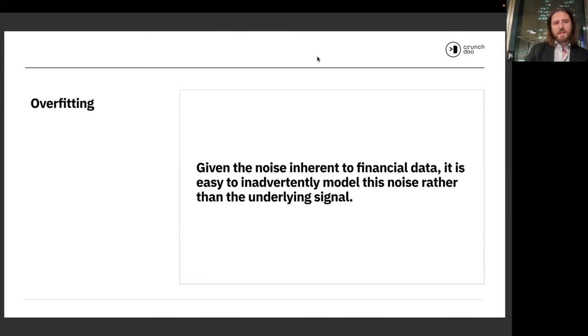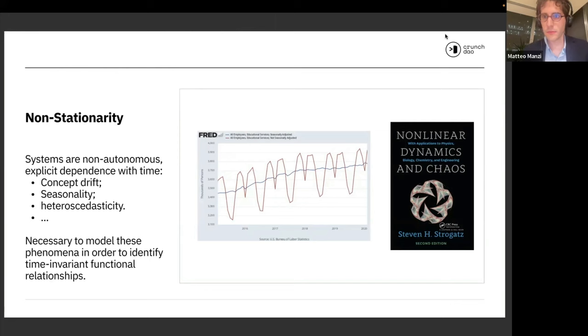The non-stationarity of data is also quite a problem in machine learning, where you will understand a pattern that is dependent on time and not on the variable that you are trying to use.